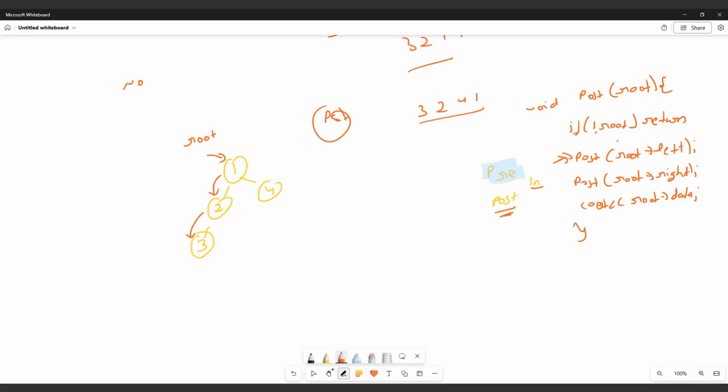Again we check, is root null? No. Again go to the root's left. Now we check, and we see that this condition gets hit. Root is pointing to null, which means do nothing, simply return. We are doing nothing, just calling return. So now we are returning.